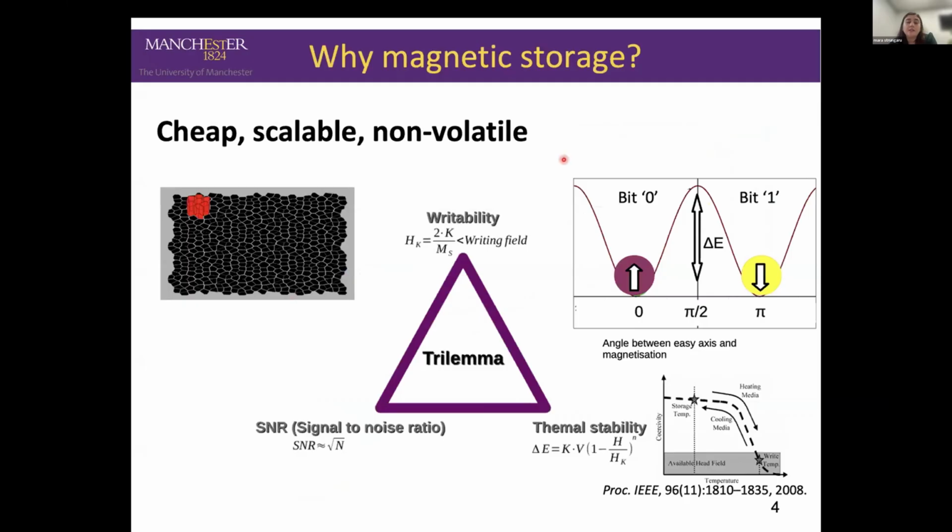Okay. Magnetic storage still remains the backbone of recording technologies, since it's cheap, scalable, and non-volatile. If we need more storage, we can just add more hard disk drives. However, the development of this technology relies on fundamental aspects which form what is called a trilemma, which governs the connections between signal-to-noise ratio, thermostability, and writability. So to push recording media technologies, we need to take into account all of these limitations.